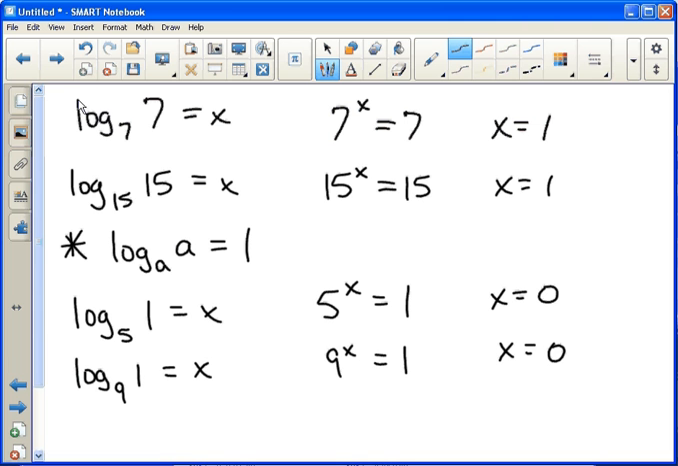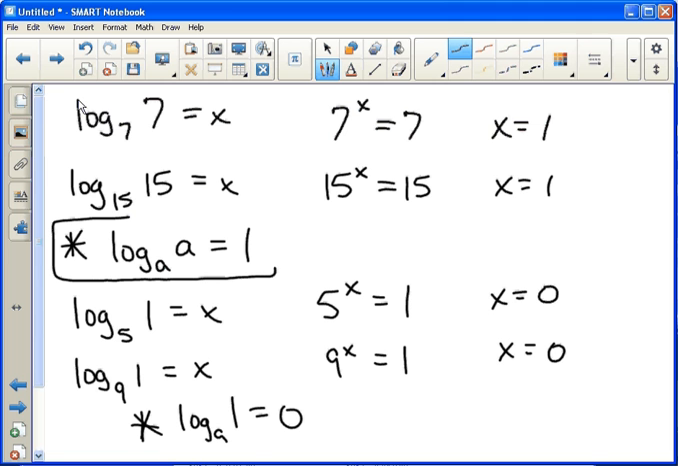So another property you can look out for is that log base a of 1 is always going to be equal to 0. Now, if you can't remember these two properties, that's okay. You can always just convert these things to exponentials like we have been and still get the same answer. But this will save you a little bit of time if you can commit those to memory.